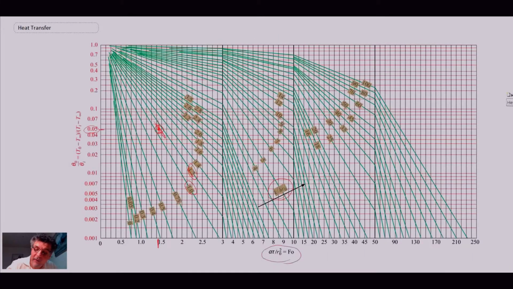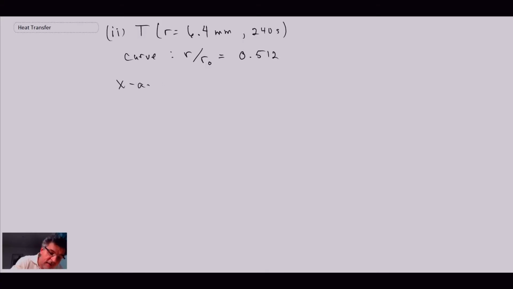Let's move on now. That was our Heisler chart. What we now want to do is find the temperature at a location off the center line, and that was part 2. For this, we're going to be reading off of a curve, r divided by r naught, which is 0.512. The x-axis on this chart is 1 over the Biot number, 1.106, and that was the curve we were reading in the previous graph when we were looking at the Heisler chart for the centerline temperature.